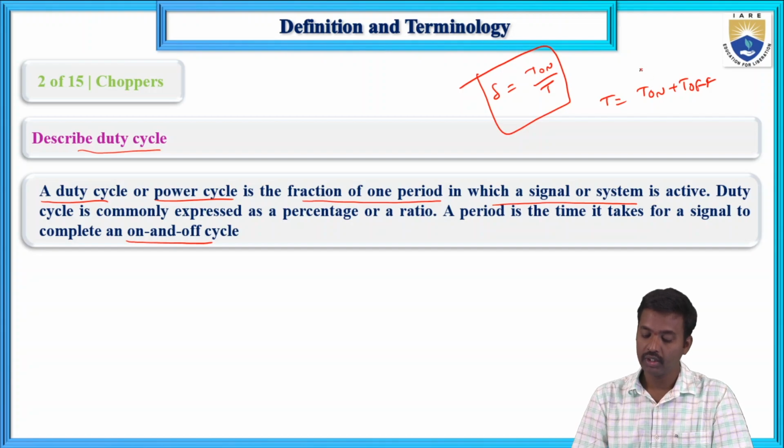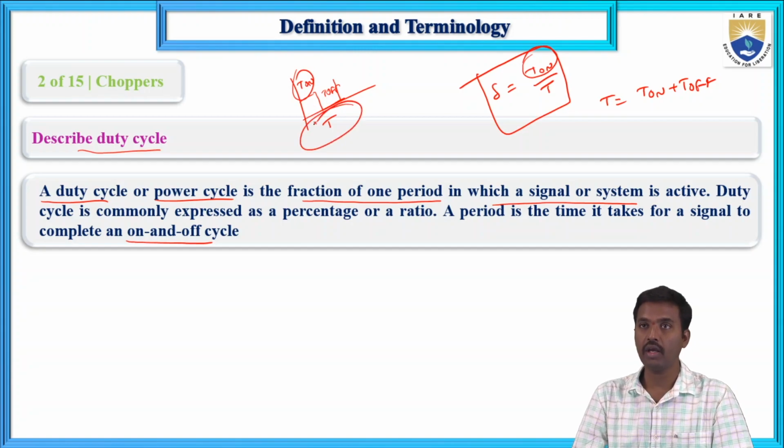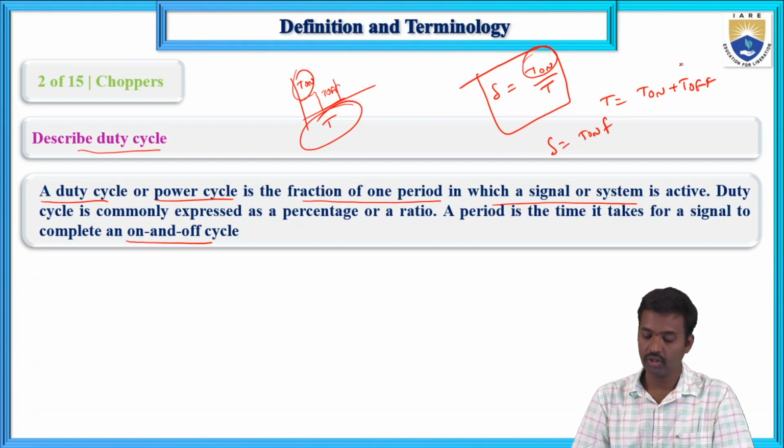In the chopper, the switch is sometimes on, for T on, and sometimes off, for T off. This is the time period. Duty cycle means the ratio of turn on time to the total time period, so duty cycle equals T on into frequency, where frequency equals 1 by time period.